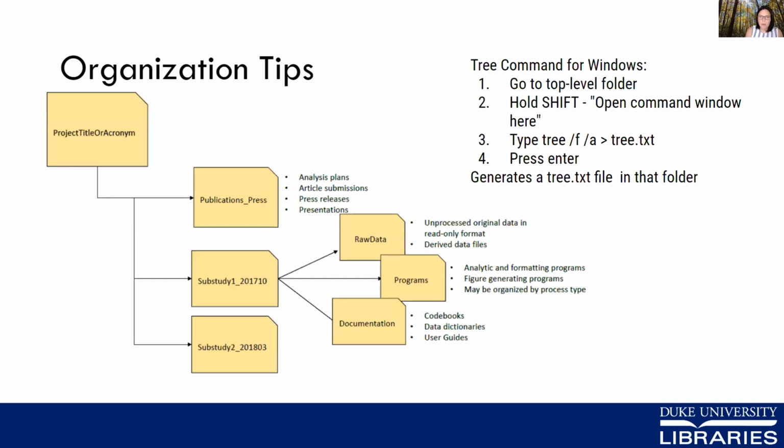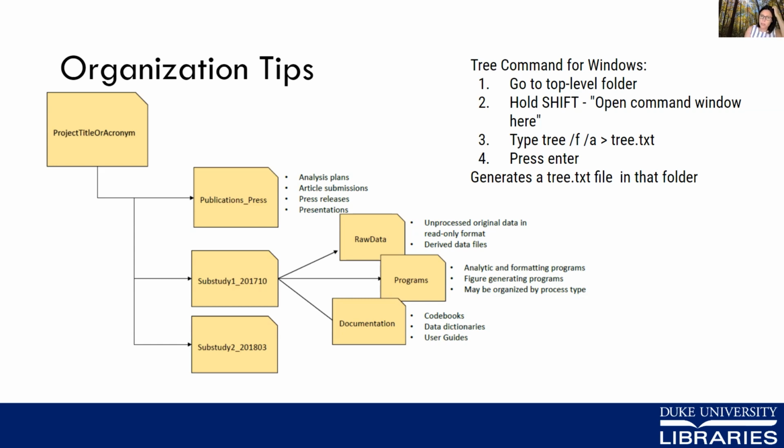So here's an example of an organizational structure for a project. If you have 2 different sub-studies with different waves, encoding that information can be really helpful in the folder names. And oftentimes this is a structure that's recommended for reproducible research as well, to keep your data separate from your code and programming files and separate from your documentation.